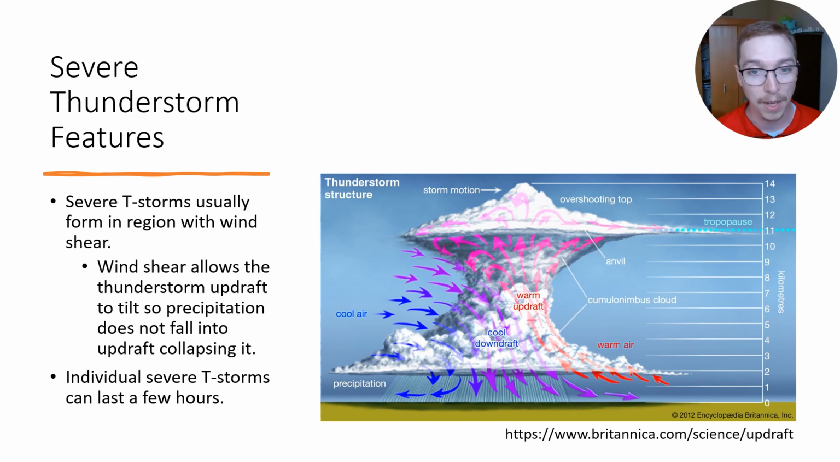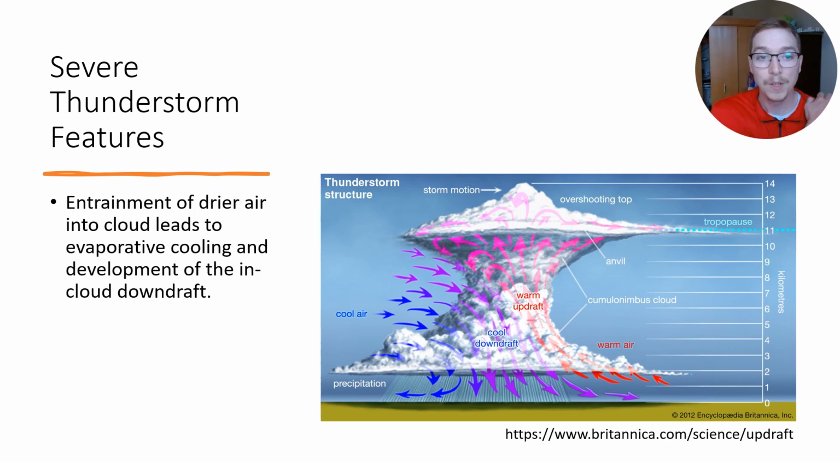So we continue looking at this diagram. You see that the entrainment of drier air into the cloud leads to evaporative cooling and the development of in-cloud downdraft. So that's our feature right through here, in-cloud downdraft. Here we've got our updraft feeding the system. Our rain, as we can see, is not at the leading edge. Maybe we've got some stratus clouds or something along those lines here, that larger blanketing type formation.